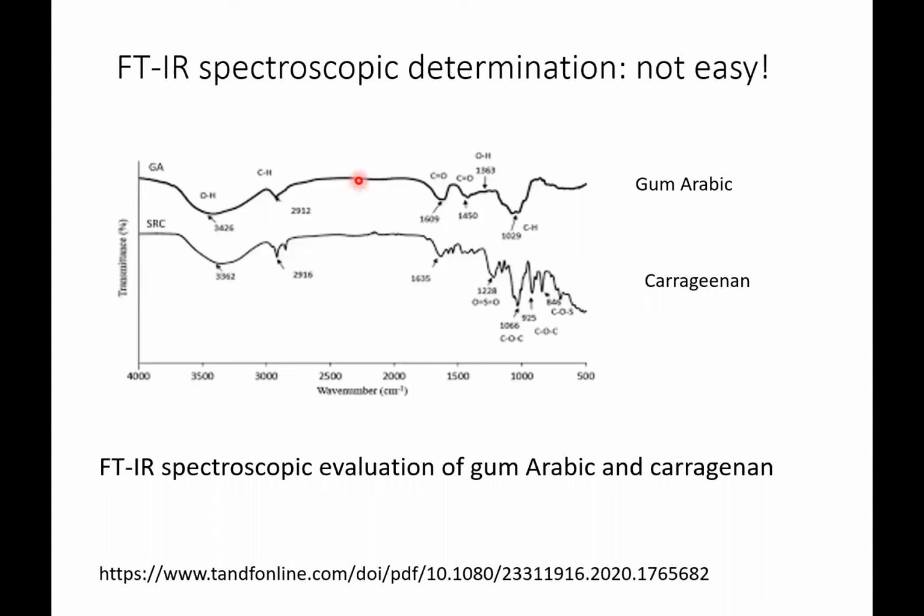The top spectrum shows you a cleaned up, not much noise FTIR spectrum of gum arabic, the lower one carrageenan. This area is usually very similar because here's OH, every polysaccharide has OH. This here's CH, every one has CH. So it's kind of brave to get something out of here.